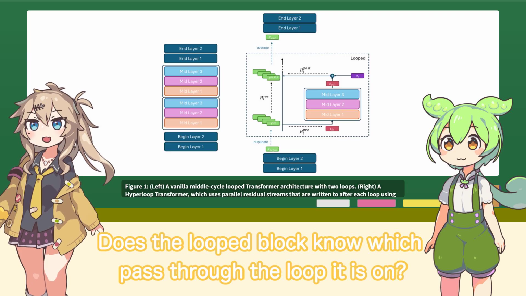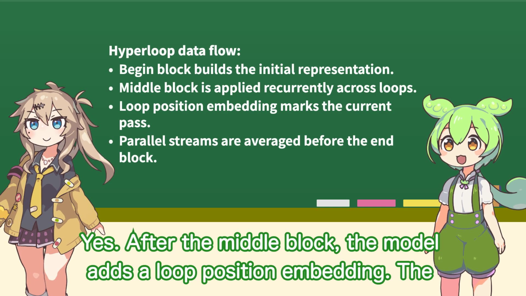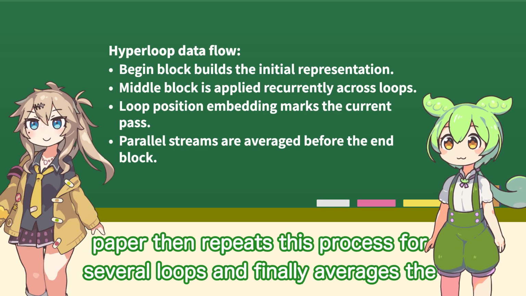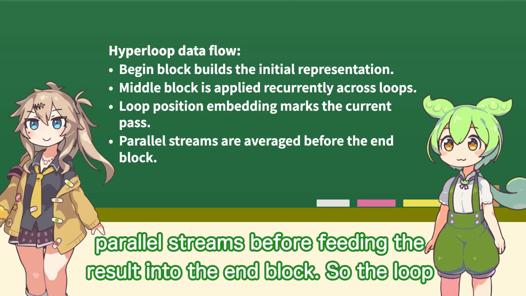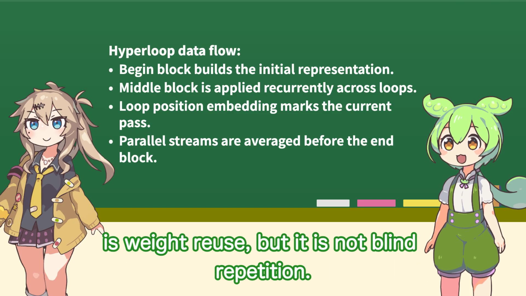Does the loop block know which pass through the loop it is on? Yes. After the middle block, the model adds a loop position embedding. The paper then repeats this process for several loops and finally averages the parallel streams before feeding the result into the end block. So the loop is weight reuse, but it is not blind repetition.